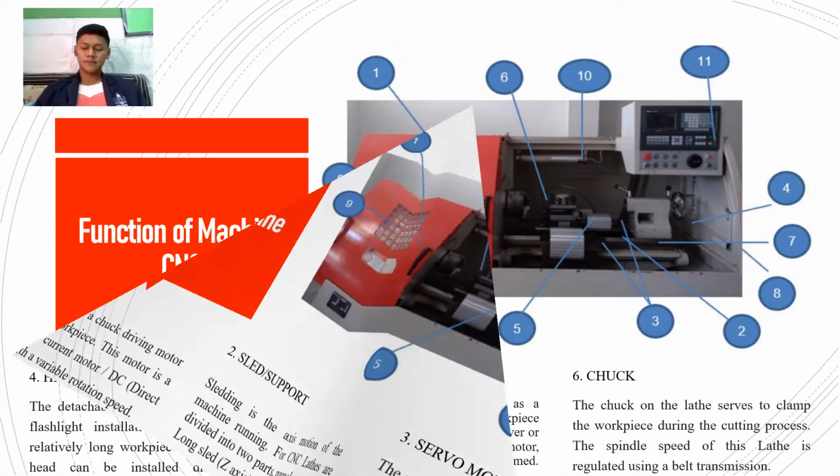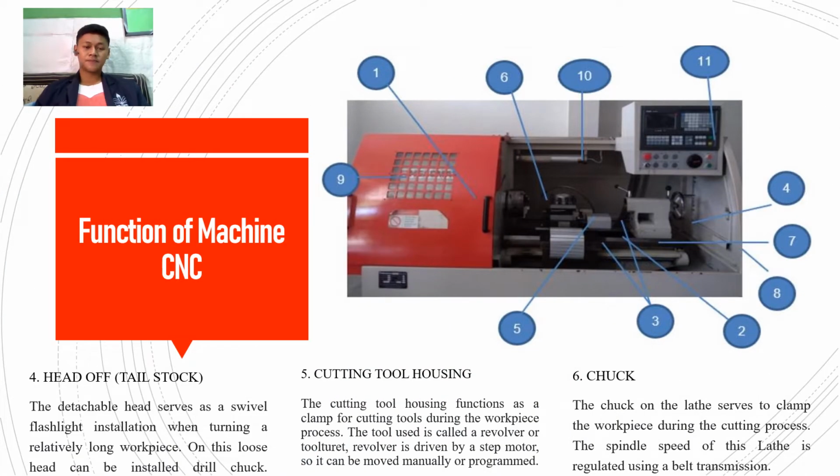Next, four, head off or tail stop. The detachable head serves as a swivel installation when turning a relatively long workpiece. On this loose head a drill chuck can be installed.